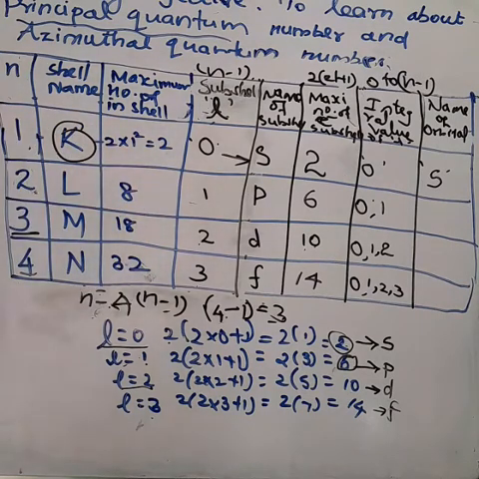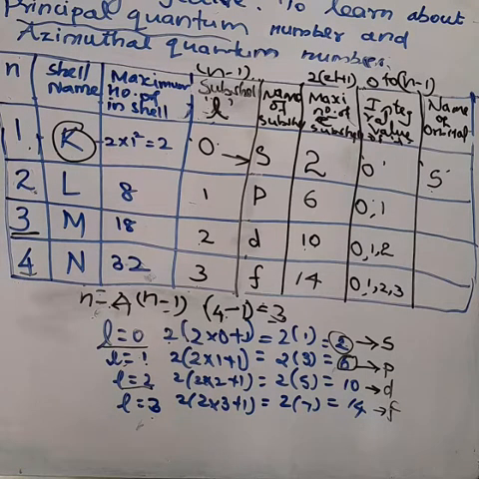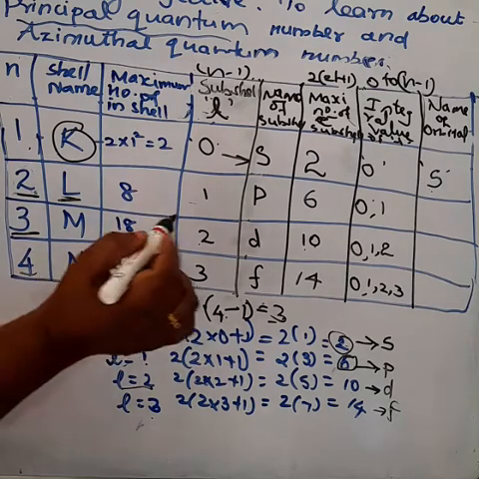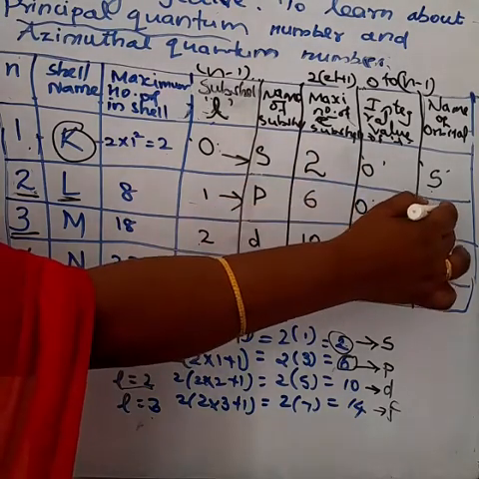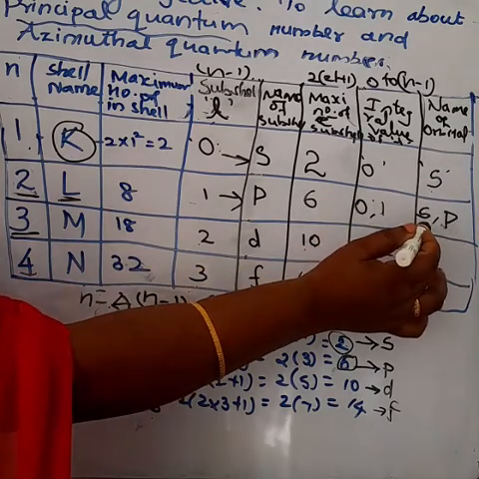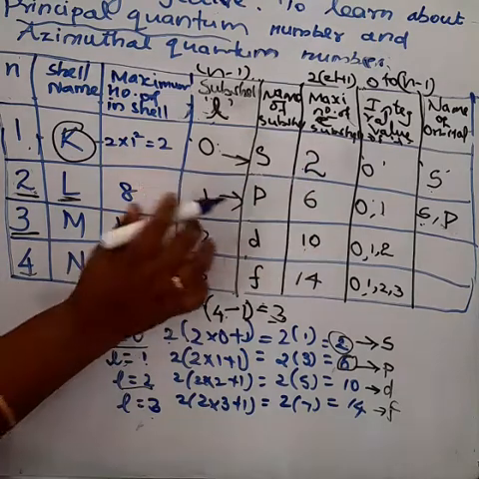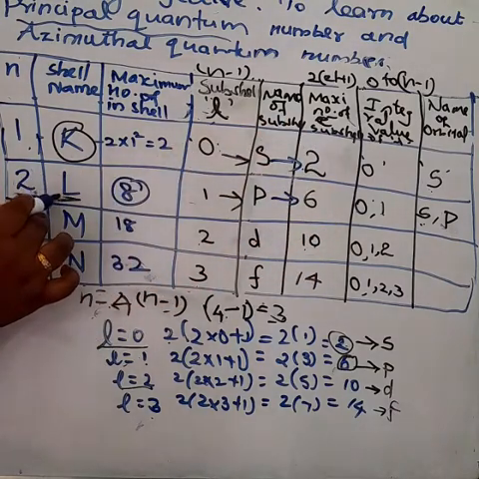So within the K orbit, which orbital is present? S orbital, maximum number of electrons 2. Understood? And the second orbit, L orbit, n is equal to 2. Within the L orbit, the l values are 0 and 1. 0 indicates s orbital and 1 indicates p orbital. So in the second orbit there are 2 orbitals, s and p. The s orbital can accommodate 2 electrons and the p orbital a maximum of 6 electrons. So 2 plus 6, totally 8 electrons. We know the L orbit can accommodate a maximum of 8 electrons.